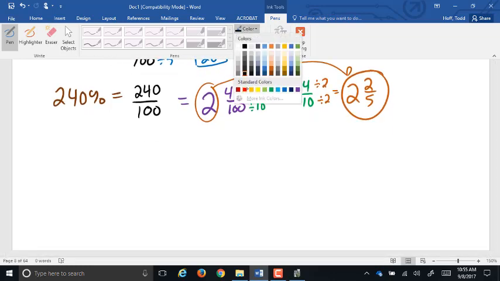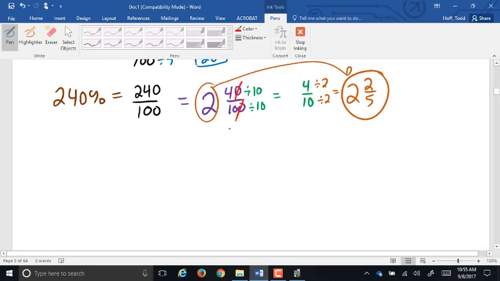You could have just, instead of dividing by 10, crossed off a 0 and had 4 over 10 and then gone from there. Or you could have even done it here, crossed off that and did 24 over 10. That works just fine too.